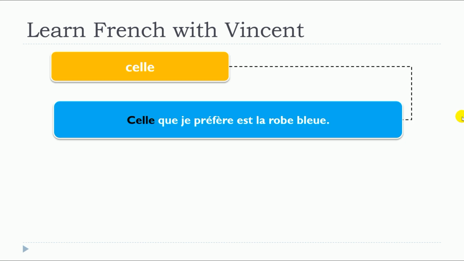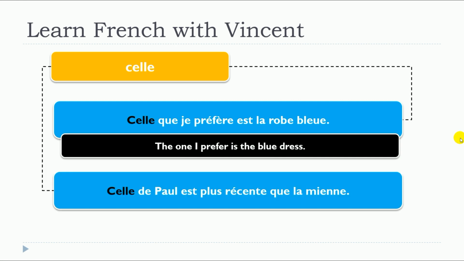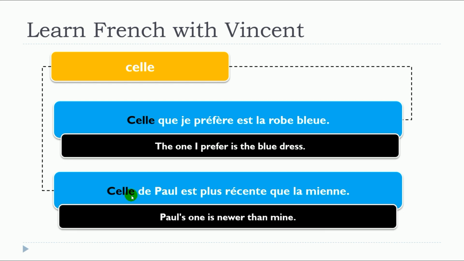So let's start with the first example. Celle que je préfère est la robe bleue. Celle de Paul est plus récente que la mienne.